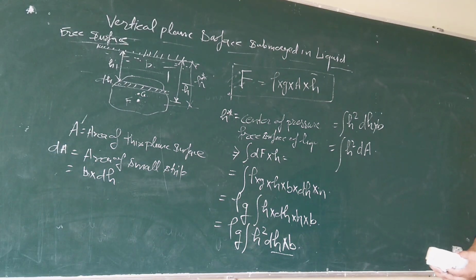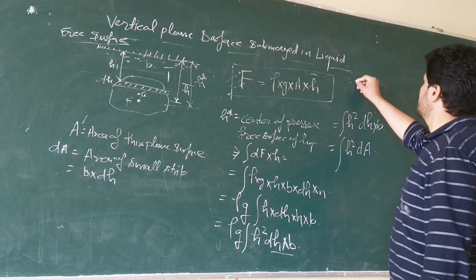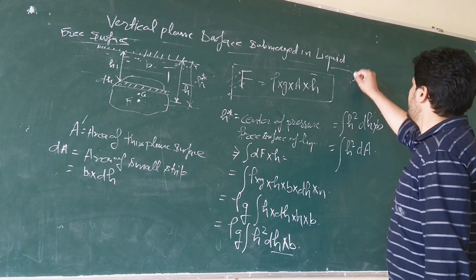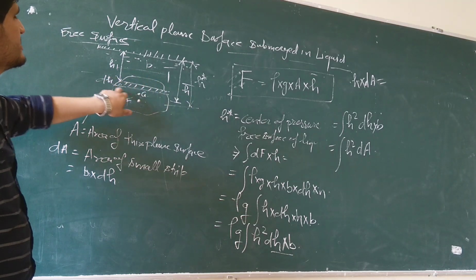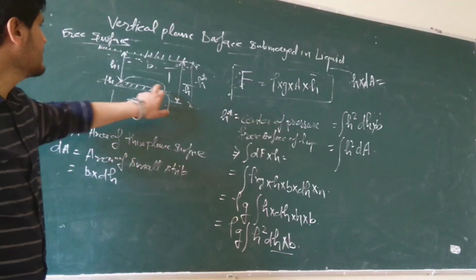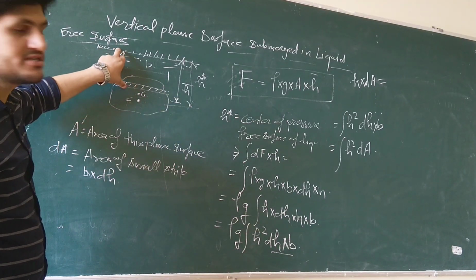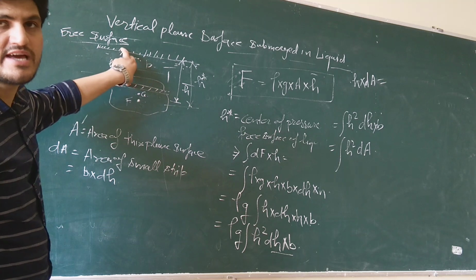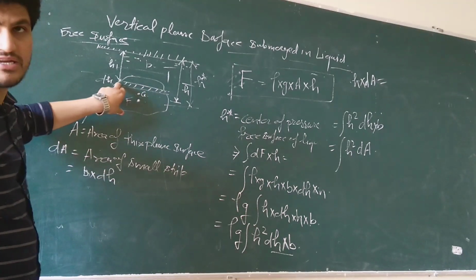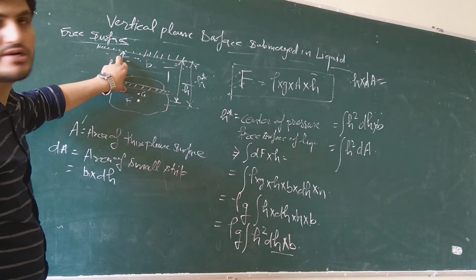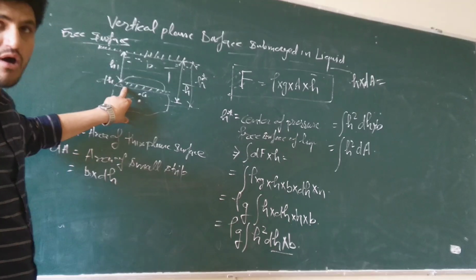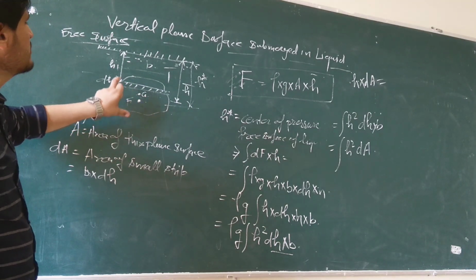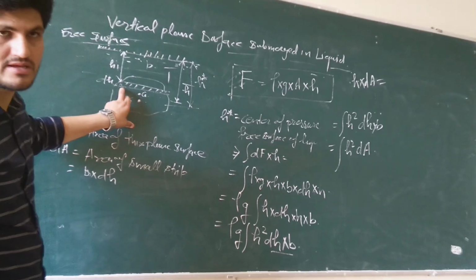Now what is your h into dA? What is your h into dA? Small area is this, your dA, and what is the distance? That is h. This is moment of area, right? Moment of area: when we multiply area with the perpendicular distance, it will give you moment of area. So this is called your first moment of area, right?